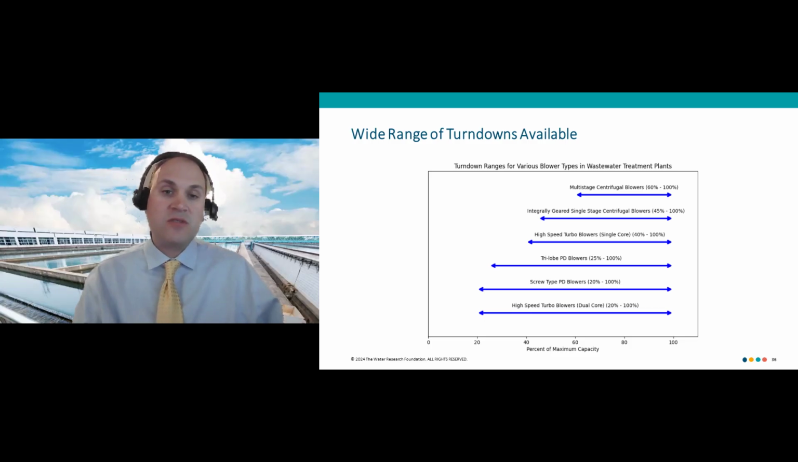Moving down from multi-stage centrifugals, integrally geared single-stage centrifugal blowers and high-speed single-stage turbo blowers often have pretty similar turndown capabilities, roughly 40 to 45%. PD blowers historically do have the greatest turndown. Tri-lobe PD blowers can often achieve turndown all the way down to 25% of maximum. Screw type blowers can go down even a little bit further, often to 20% of maximum. And then the last option, also with roughly 20% turndown, is the dual core high speed turbo blowers. Again, this is because you have 2 smaller horsepower units in one single enclosure as opposed to one bigger unit.